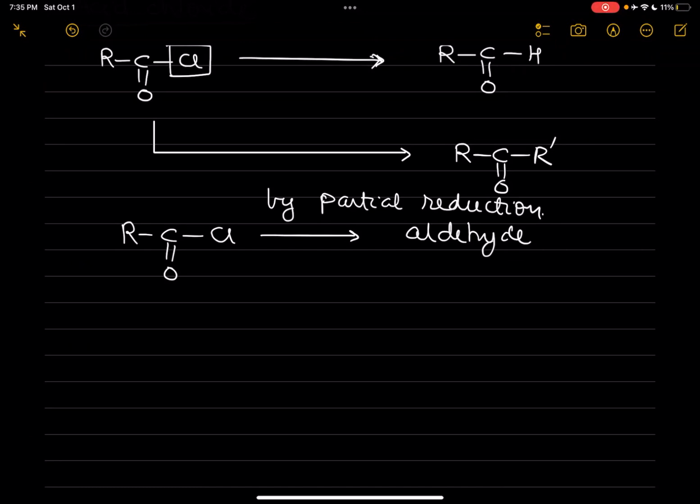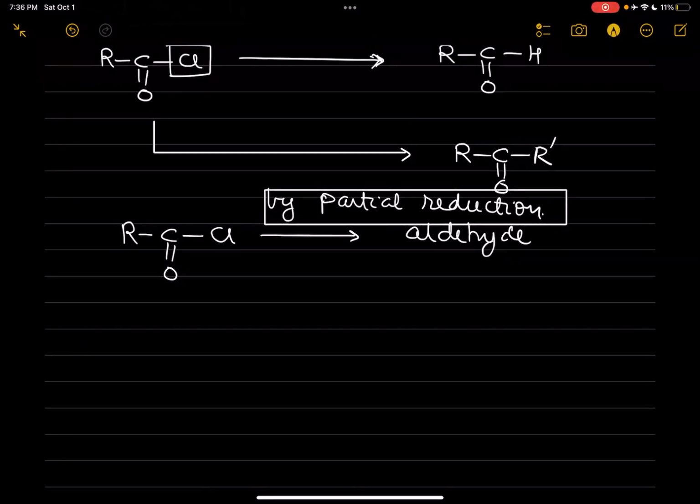So H2SO4, H plus, H2, that is actually, if you are adding a neutral molecule, that is not oxidation or reduction. Reduction means you are simply adding water. Okay, so actually the thing is, you are going to use Rosenmund reduction.